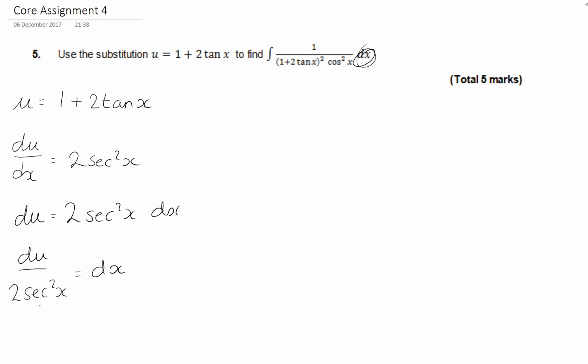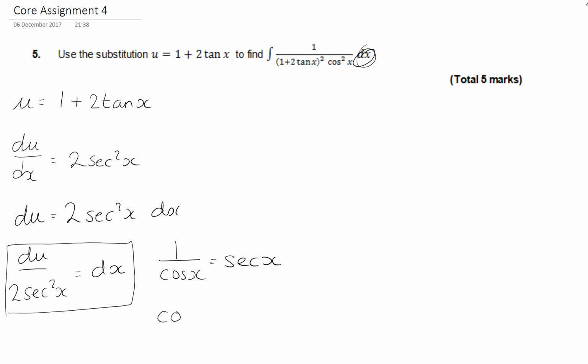Now, it's at this point that, and it's tricky to say that you always would do this because there's a previous question in this series where you wouldn't, but notice that this is over sec squared. Something over sec squared is the same as cos squared. Going back to our definition, 1 over cos x is sec x, so taking the reciprocal of both, we know that cos x is 1 over sec x.